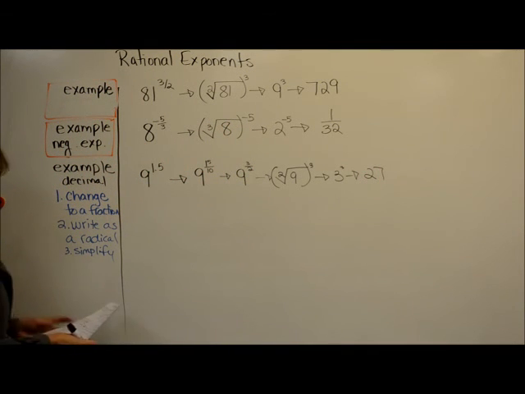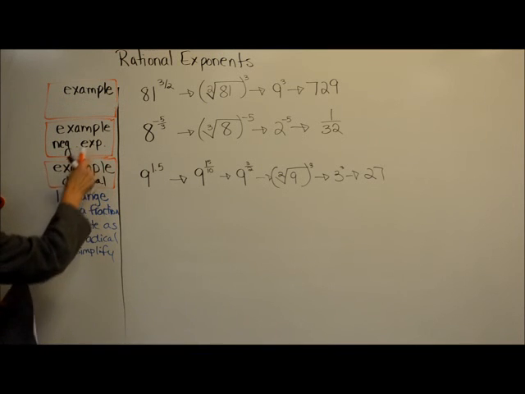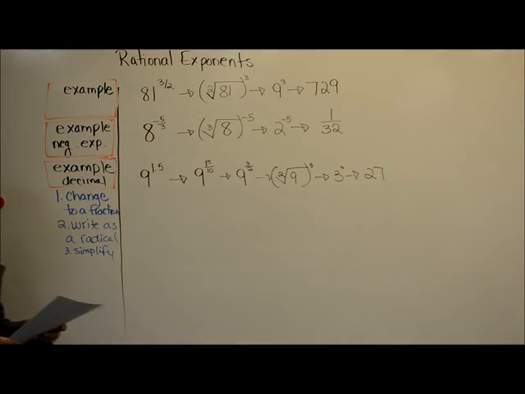Okay, so 3 different examples for you there. This one had the negative exponent, this one had a decimal, this one had a positive exponent. So go ahead and get those notes, write those down, and we'll move on.